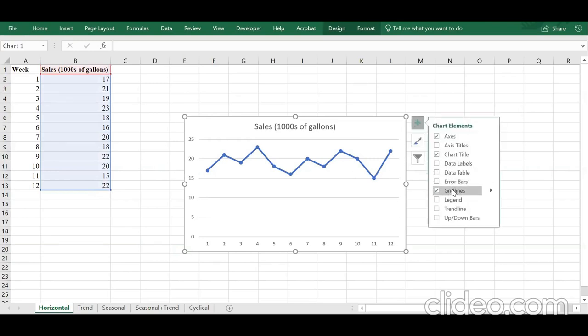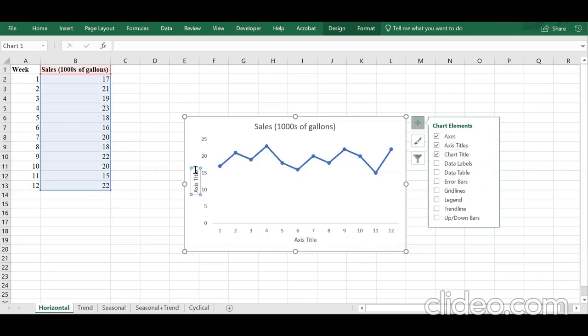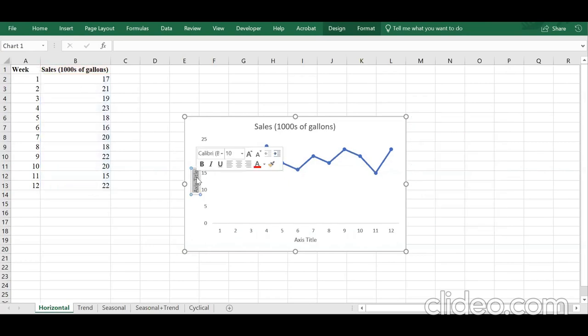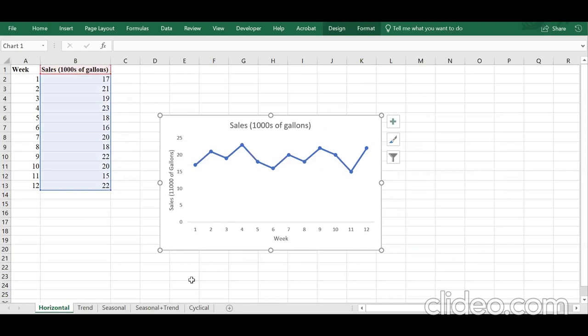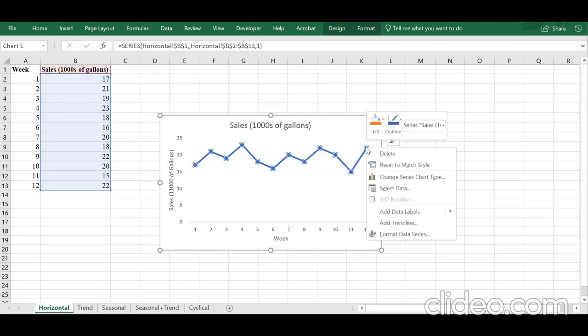All right, let me just clean it a little bit and add axis titles: sales, thousands of gallons, and then week. When we want to identify the pattern, usually the first thing that we need to do is to add a trend line and see if there is any trend, all right? So I'm going to just do this.